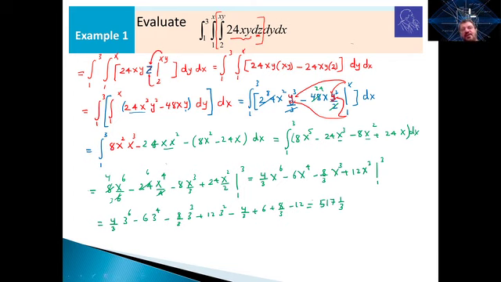That's the answer. It's a big number, so you don't have time to simplify it. You can always use your algebra and simplify this expression.